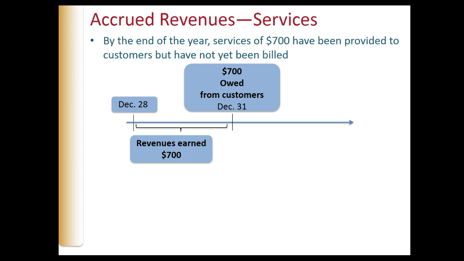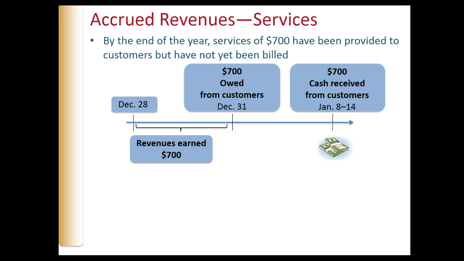So Eagle provides $700 of golf training to customers from December 28th to December 31st. However, it usually takes Eagle 1 week to mail bills to customers and another week for the customers to pay. So Eagle expects to receive the cash from these customers during the second week of January, but because Eagle provided the services to customers in December, regardless of when the cash is going to come in, Eagle should recognize in December the service revenue and the amount receivable from these customers.